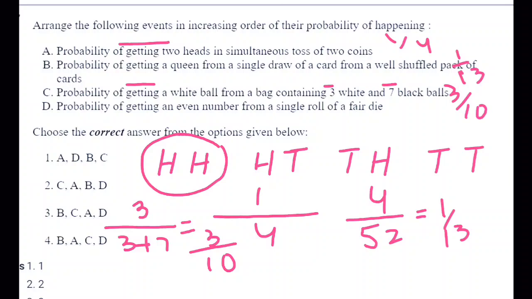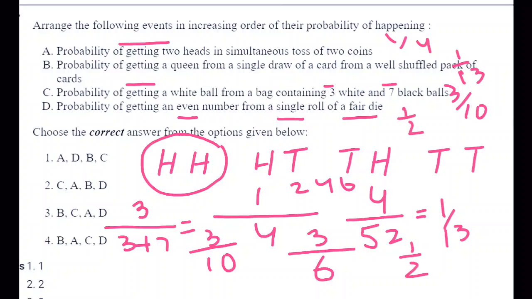For the last one, probability of getting an even number from a single roll of a fair dice. Okay, so how many even numbers are on a die? Six sided die. So we have 2, 4 and 6. That means we have 3 favorable events, divided by the total number of events, that is 6, the sample space, which is 1 upon 2. So for the last one we will have 1 upon 2.